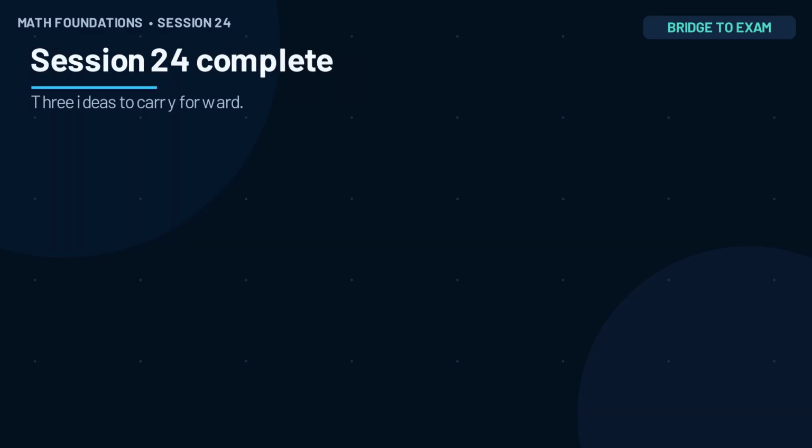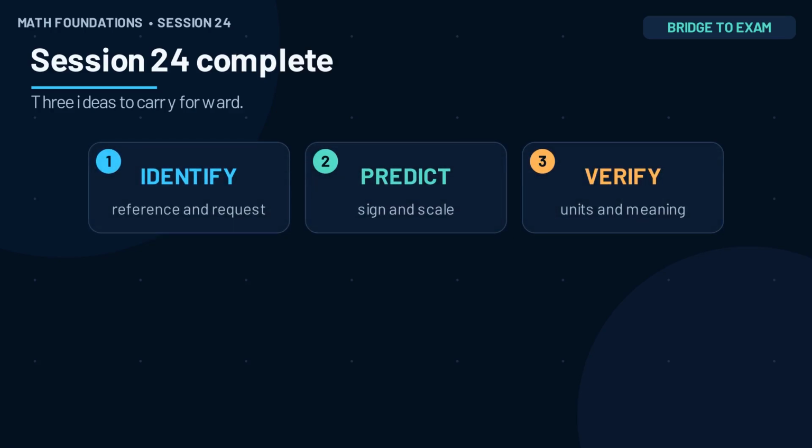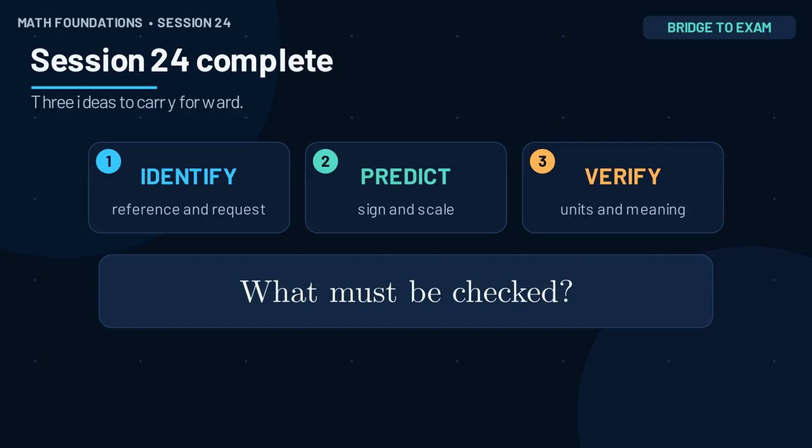Let us recap. Identify, sign, request, predict, calculate, and verify. For a quick check, consider what must be checked before accepting a signed number result. Confirm its sign, approximate size, units, and meaning in context.